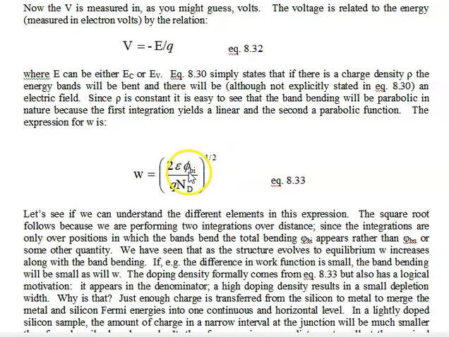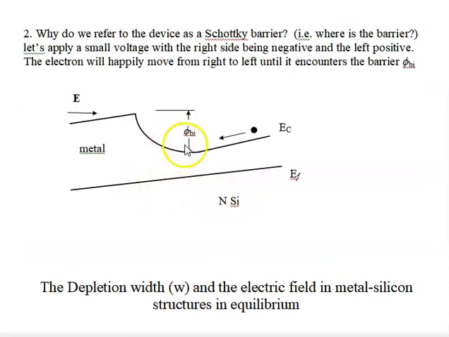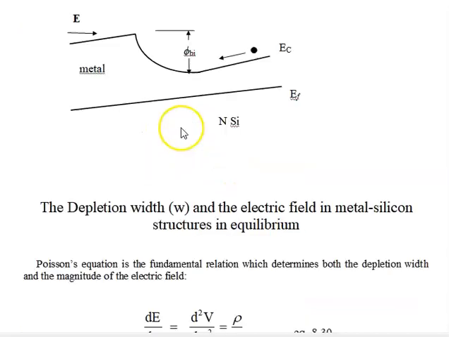Notice it has phi bi in the numerator, and that makes sense also. The more band bending we have, I can look at here, the more the bands are bent. See, if the bands would start to bend over a really big band bending, then we would have a larger W.